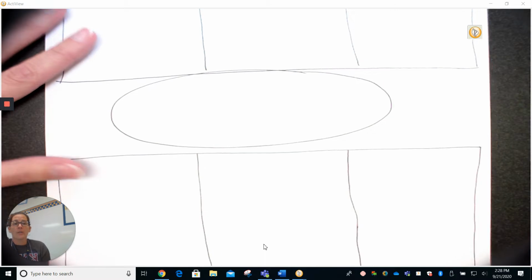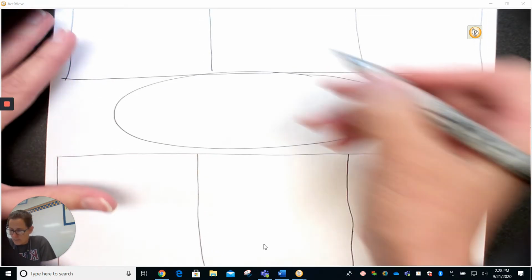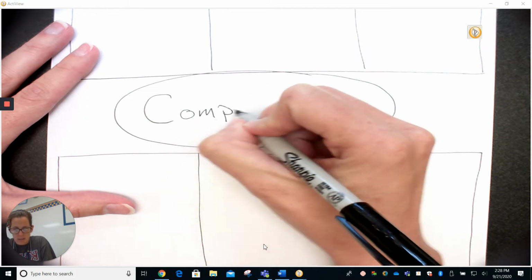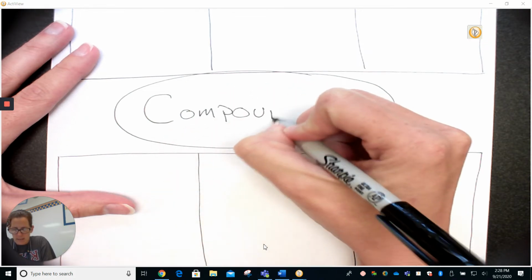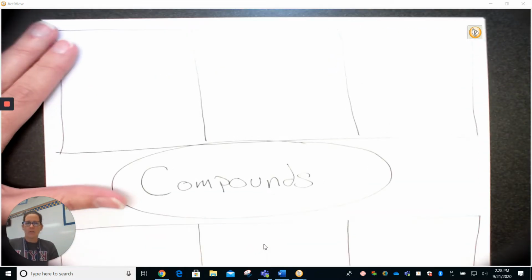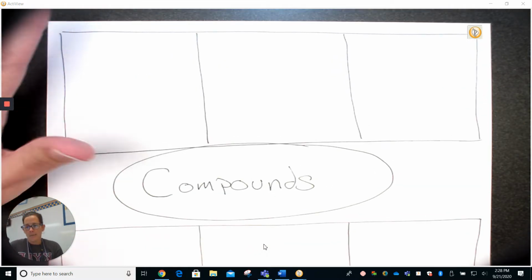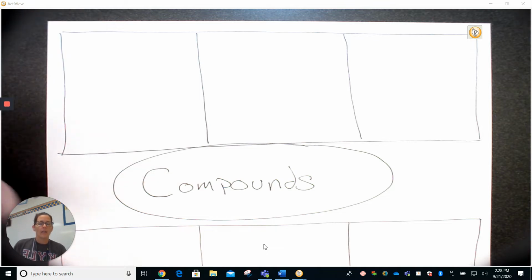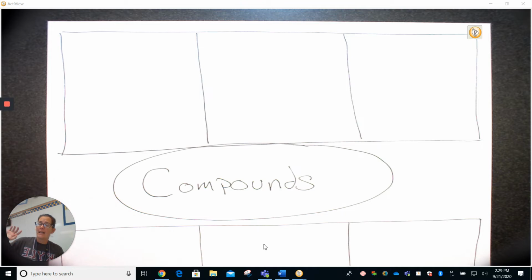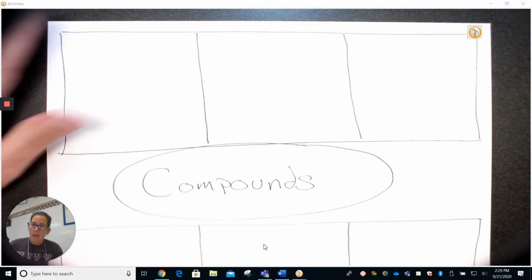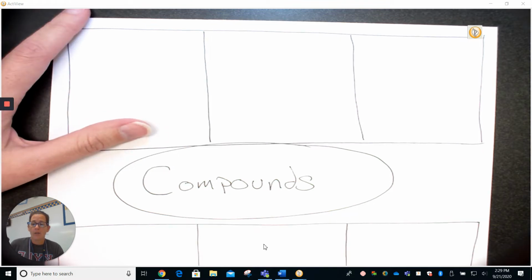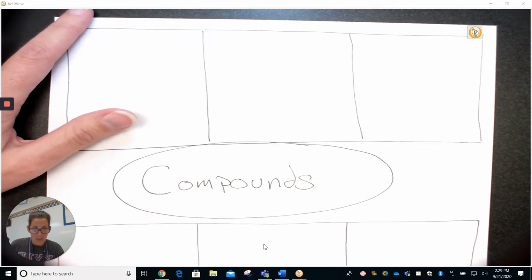So in the middle, we're talking about compounds. So we're going to write compounds right here. C-O-M-P-O-U-N-D-S. Compounds, okay? So let's start at the top left. In this top left, we're going to write the definition of compounds. So the definition is something that you'll be able to find from last Friday's work. We also have them uploaded into our files area, and you'll find it under Elements and Compounds Vocabulary, okay?